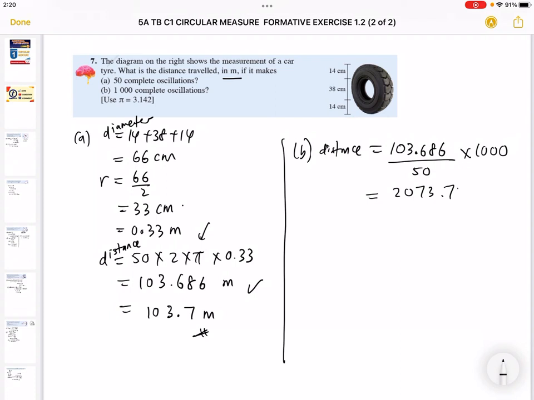But again, this is like 6 significant figures. You don't need such high accuracy. So if you use 4 SF, it will be 2074 in meters. But again, like I say, the textbook answer, they gave this answer. All right. So that's all.